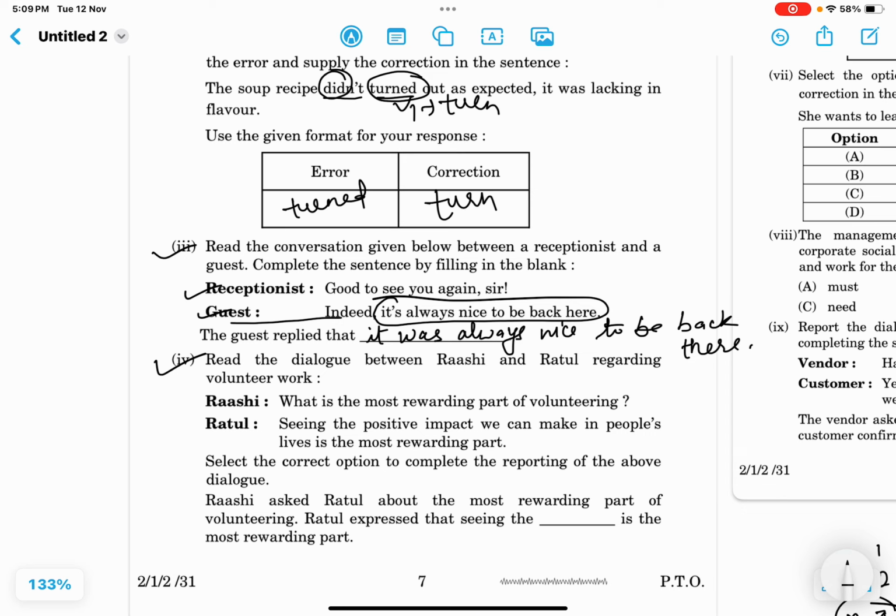Then question number 4 is once again of reported speech. Rashi: what is the most rewarding part of volunteering? Then Ratul: seeing the positive impact we can make in people's lives is the most rewarding part.